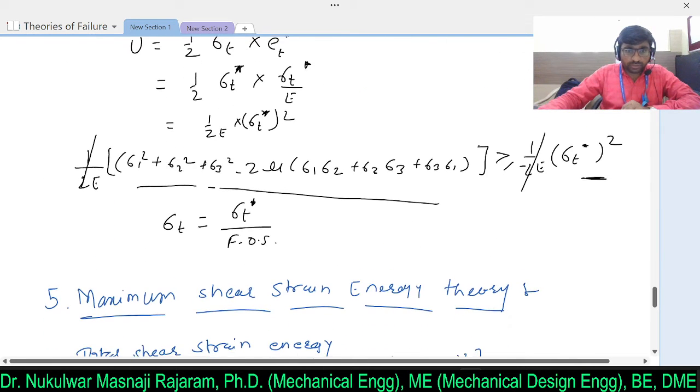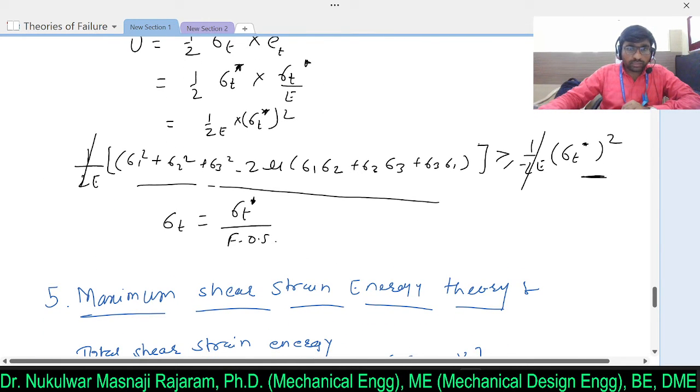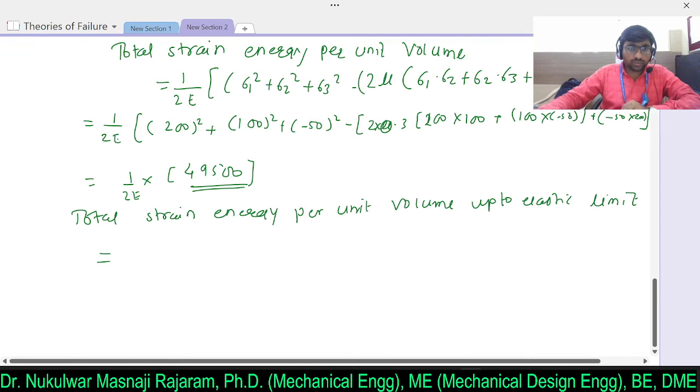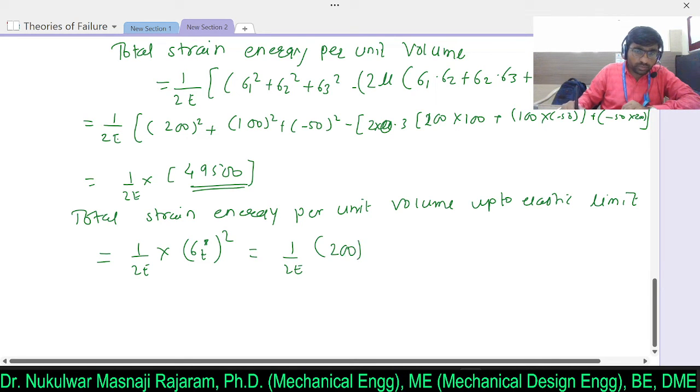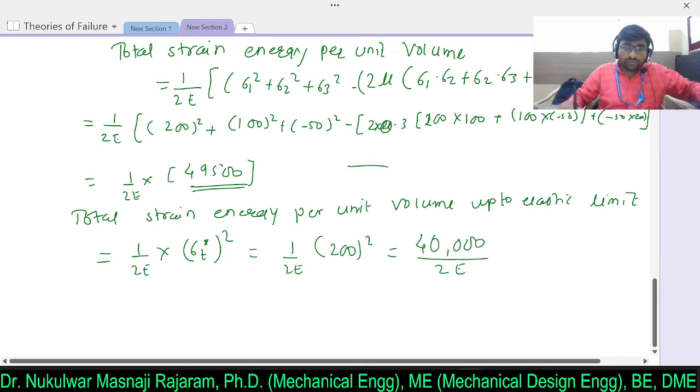So here, if you observe, it is 1 upon 2E into sigma t star whole square. So it is 1 upon 2E into 200 square, which comes to 40,000 divided by 2E. Clear? Now from these two equations, let's say this is equation A and this is B.